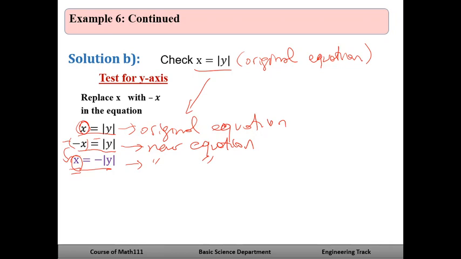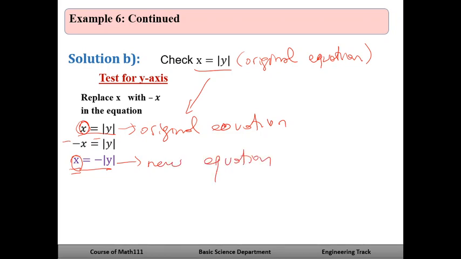Now the question is, this is the new equation. Now we check them. This x is the same, no problem, but here y, the absolute value of y and the negative absolute value, are not the same.